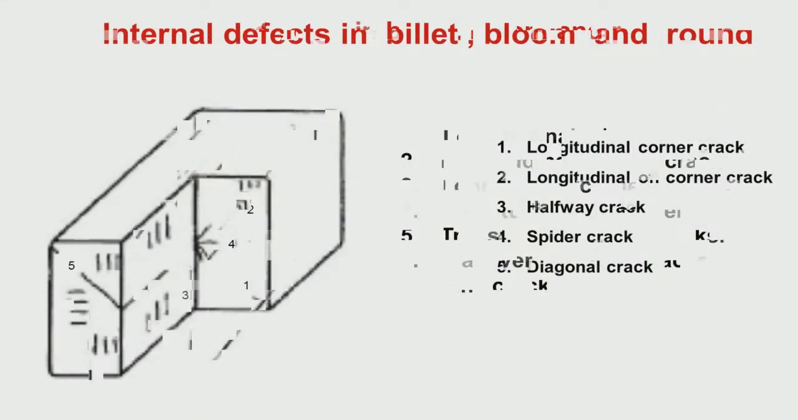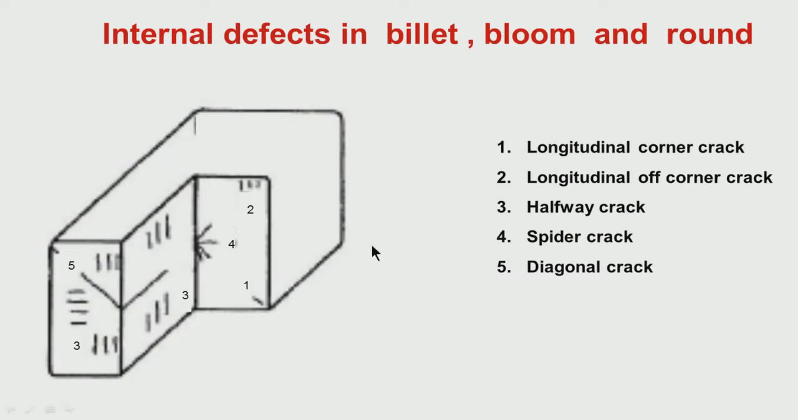As I was telling you, if you look at the internal defects in billet, bloom or round, or even slab, I will come to slab, you can have the central line crack or segregation at the center of the cast product. In a long product like billet, bloom or round, or even in slab, it is more of a longitudinal nature: at the central location you will have crack as well as segregation, which is called central segregation or center crack.